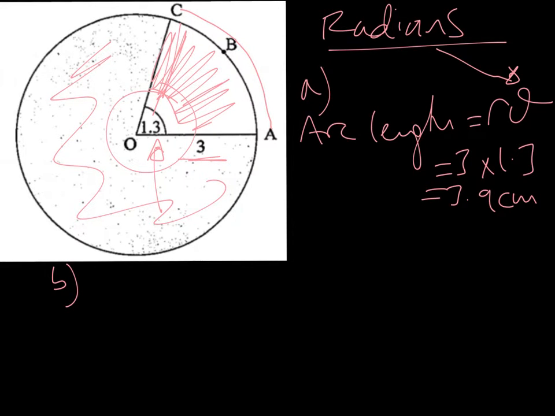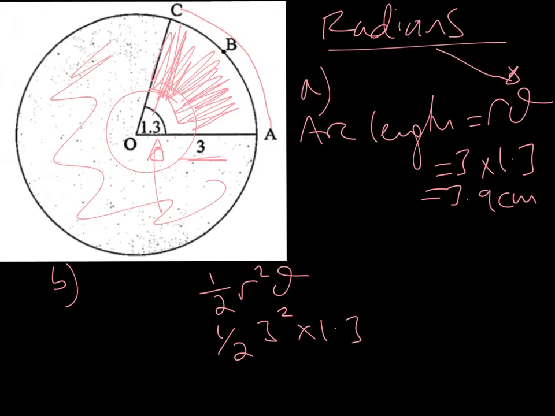So the area of the sector here, we've got the formula in our booklet, which is half r squared theta. So that's going to be half times the radius, which is 3, squared, multiplied by theta, again in radians, which is 1.3. This is going to give me the area for this sector here, but I'm actually asked for the area of this other region.